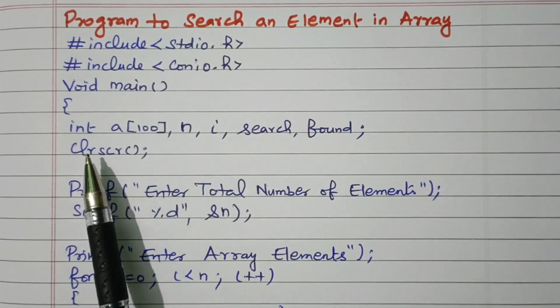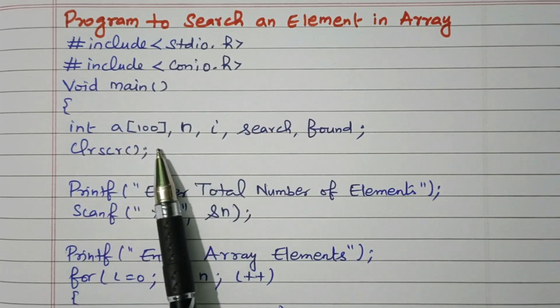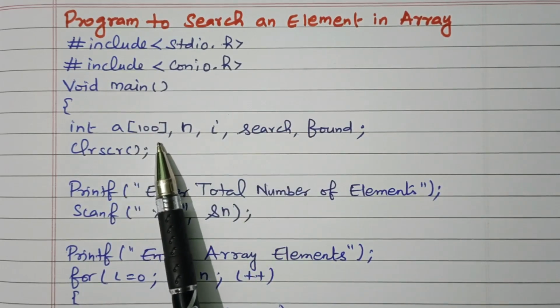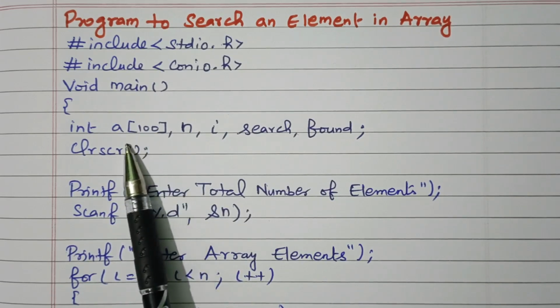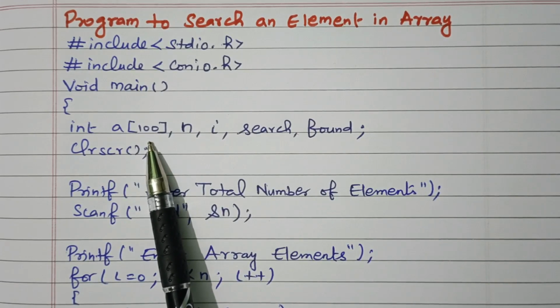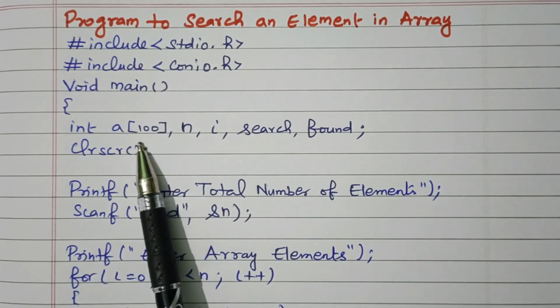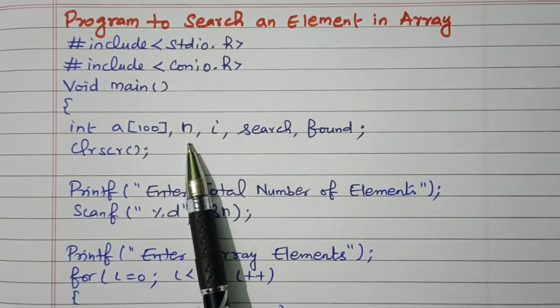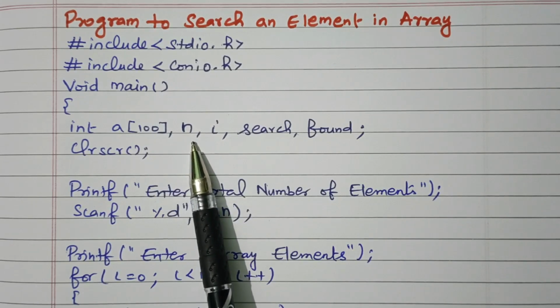The first step is we need to declare the variables. The first one is a[100]. This is nothing but a single dimensional array. The array name is a. The maximum size of the array is 100. We can store 100 elements in this, but we can use less than that. Maximum we can store 100. So n is the number of elements, how many elements we are going to use.